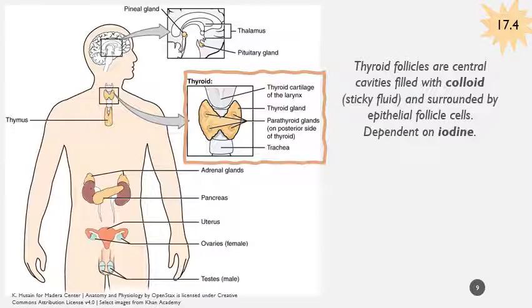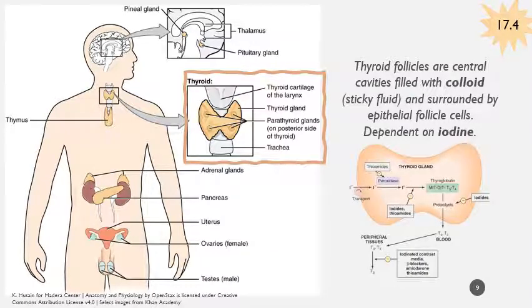That central cavity of the follicle, the lumen, is filled with something called colloid. That is a really sticky fluid. If you or your children have had chickenpox, they might have taken a colloidal oatmeal bath. That's not necessarily sticky, but definitely cloudy. So it is sticky to some extent, but that's the sticky fluid that's inside of the follicles.